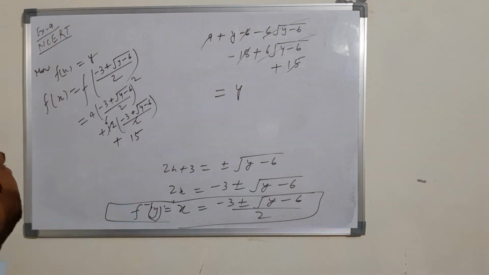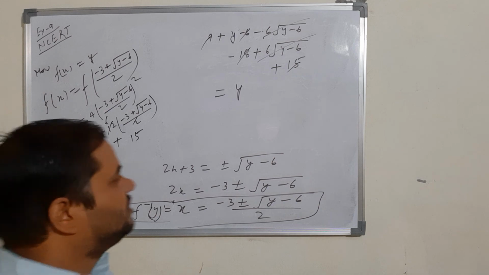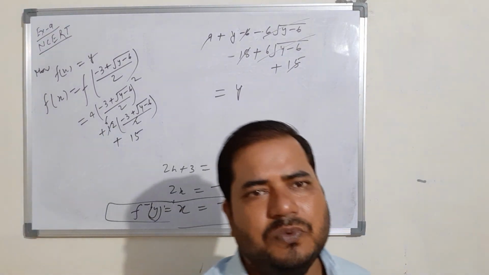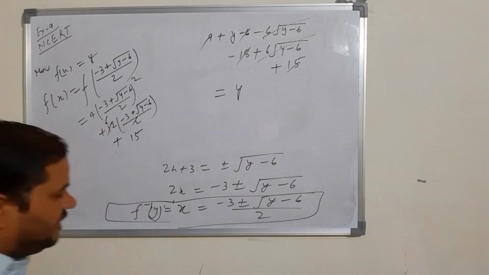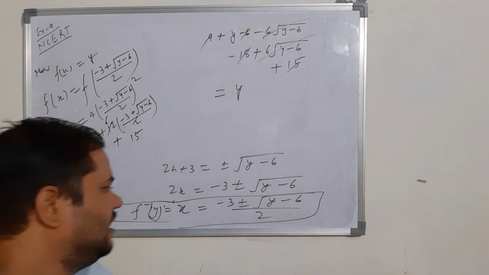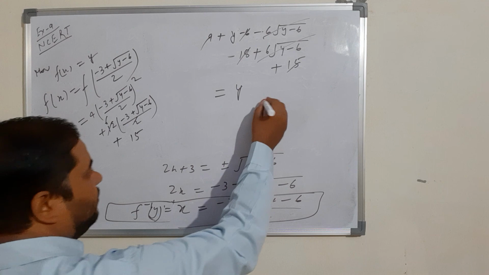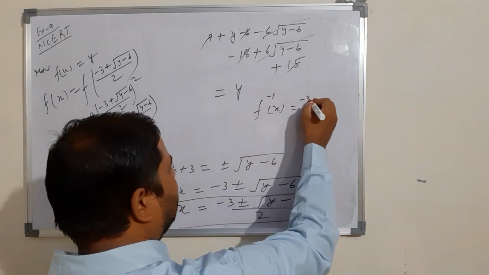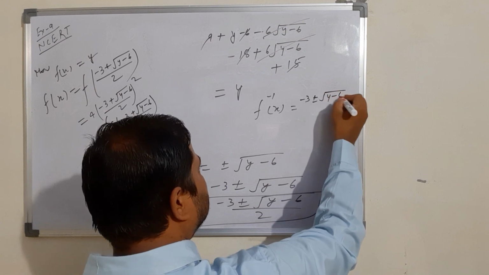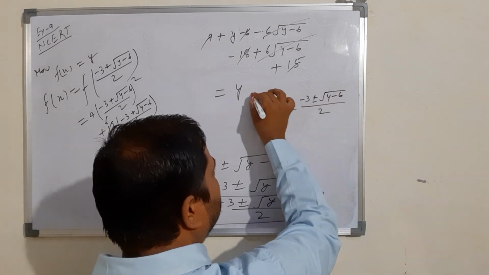So you have to take x belongs to X such that f(x) is equal to y, then you can say this function is onto, as well as the inverse of this function is this thing. So if you want to write f inverse x, then you can write it as minus 3 plus root of y minus 6 divided by 2. Okay.